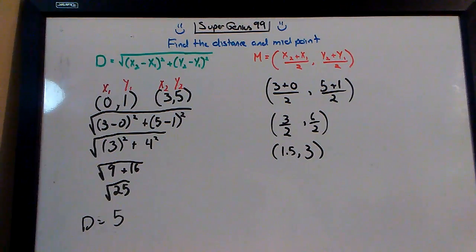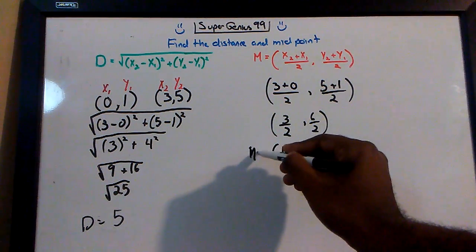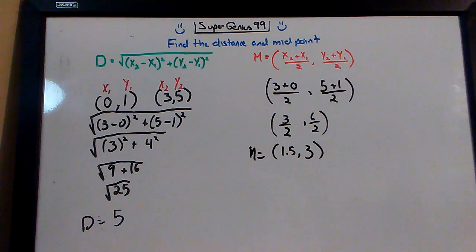So what does that tell you? That the point directly in between 0, 1 and 3, 5 is 1.5 and 3. Alright, and then let's look at a little theory here in a second.